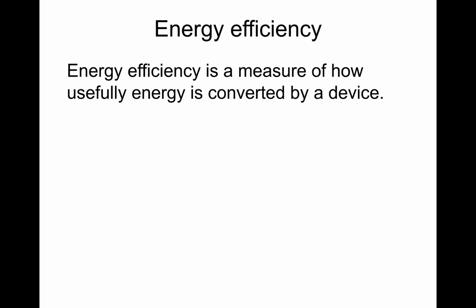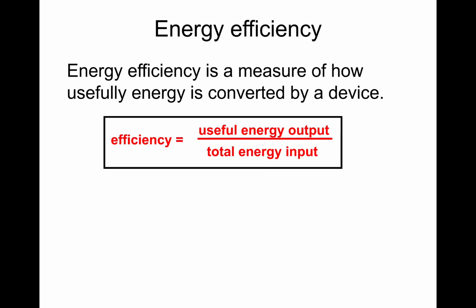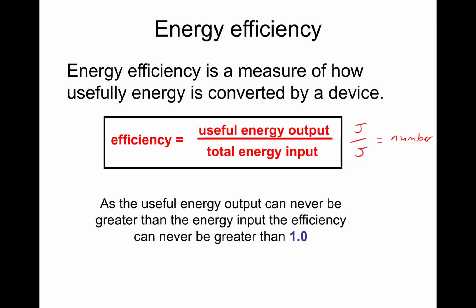So energy efficiency. Energy efficiency is a measure of how usefully energy is converted by a device and is given by the equation: efficiency is equal to useful energy output divided by total energy input. There's no unit because useful energy is measured in joules, for example, divided by total energy input in joules, and they cancel out to give just a number. So efficiency doesn't have a unit, it's given as a decimal and also as a percentage. As the useful energy output can never be greater than the energy input, the efficiency can never be greater than 1 or 100%.